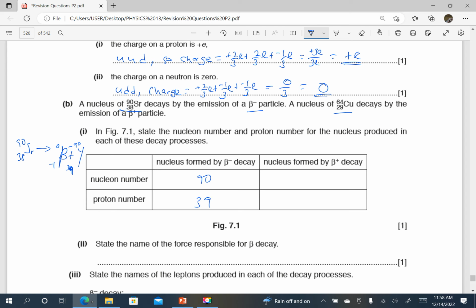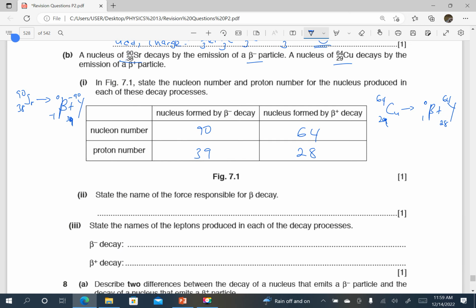Then on the other side, we have beta plus. So we have that Cu-64, 29, is giving us beta plus. Beta plus is 0, positive 1, plus a new nucleus Y. The nucleon number remains 64. For the proton number, on the left it is 29, so on the right it should also be 29, so this will be 28. So the answer here is going to be 28.